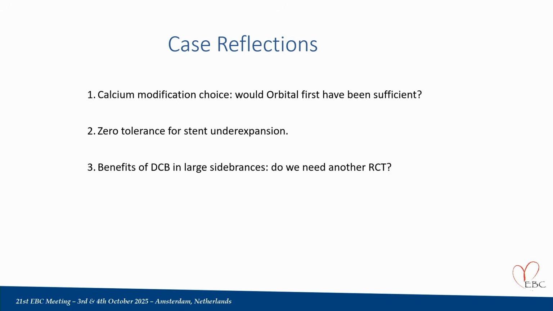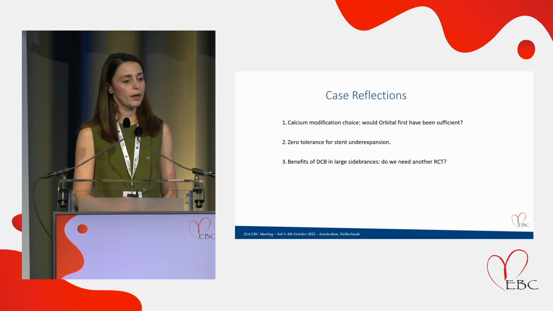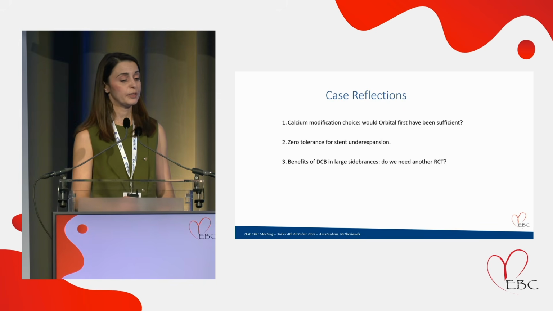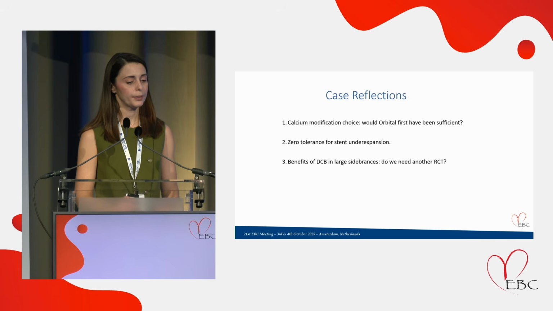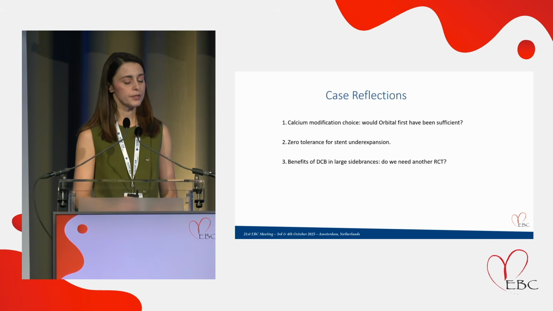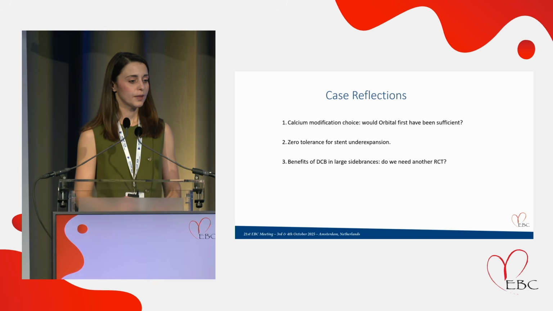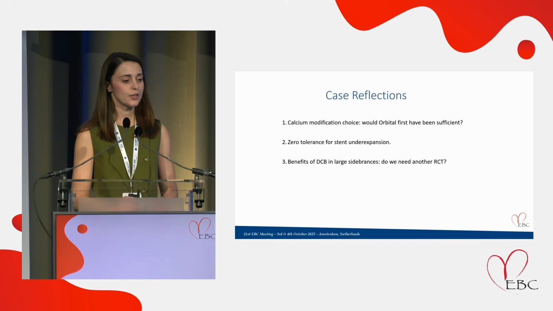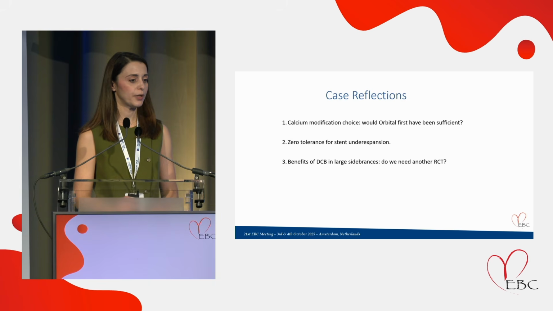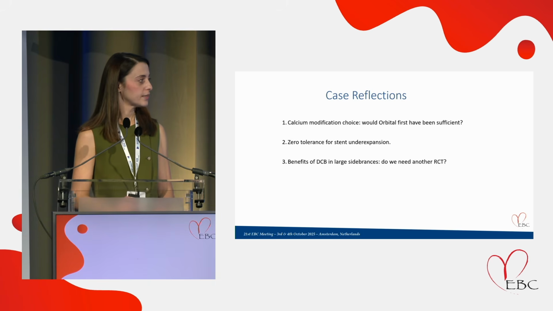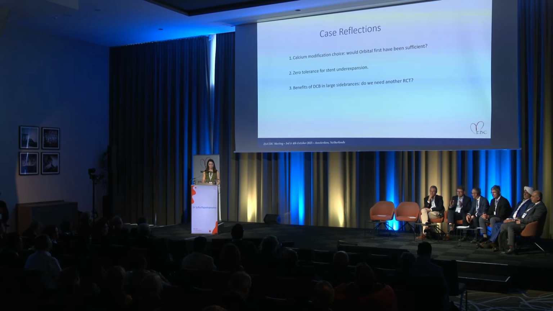So reflecting on the case, I went away asking myself whether orbital first would have been sufficient or wouldn't have to use combination therapy. I have good evidence to use IVL first, but I'd like to hear what the panel thinks about this. Secondly, underline the importance of zero tolerance for stent under expansion and the importance of lesion preparation. And also, I'd like to leave it open for discussion, benefits of the DCB in large side branches. Do we need another RCT? Thank you.